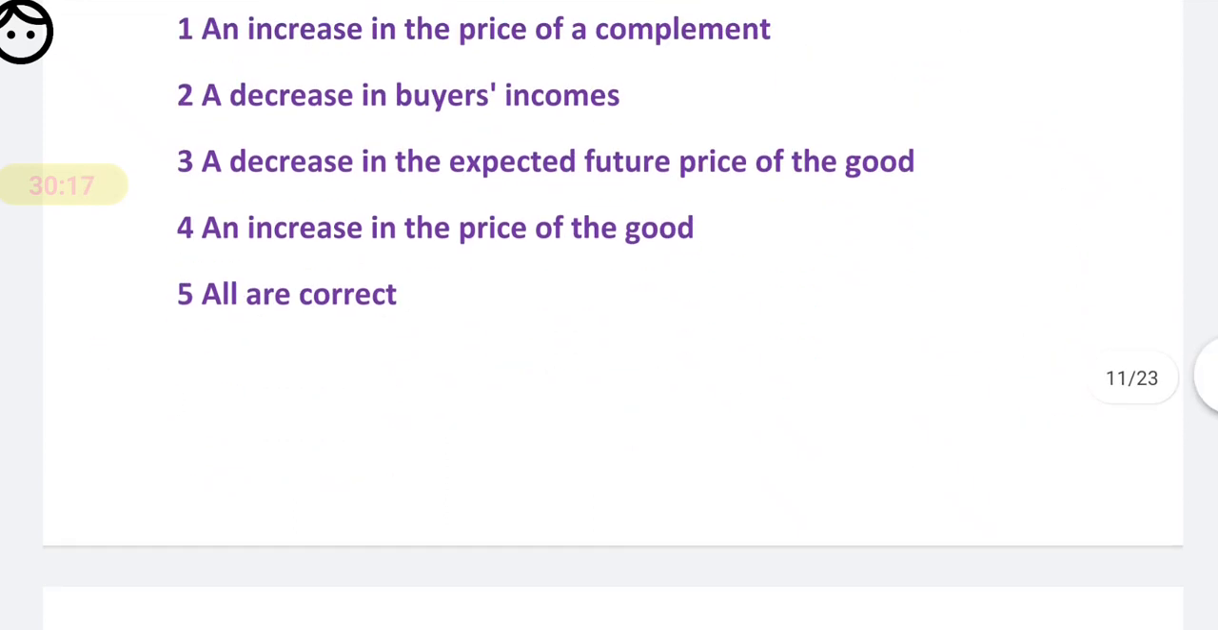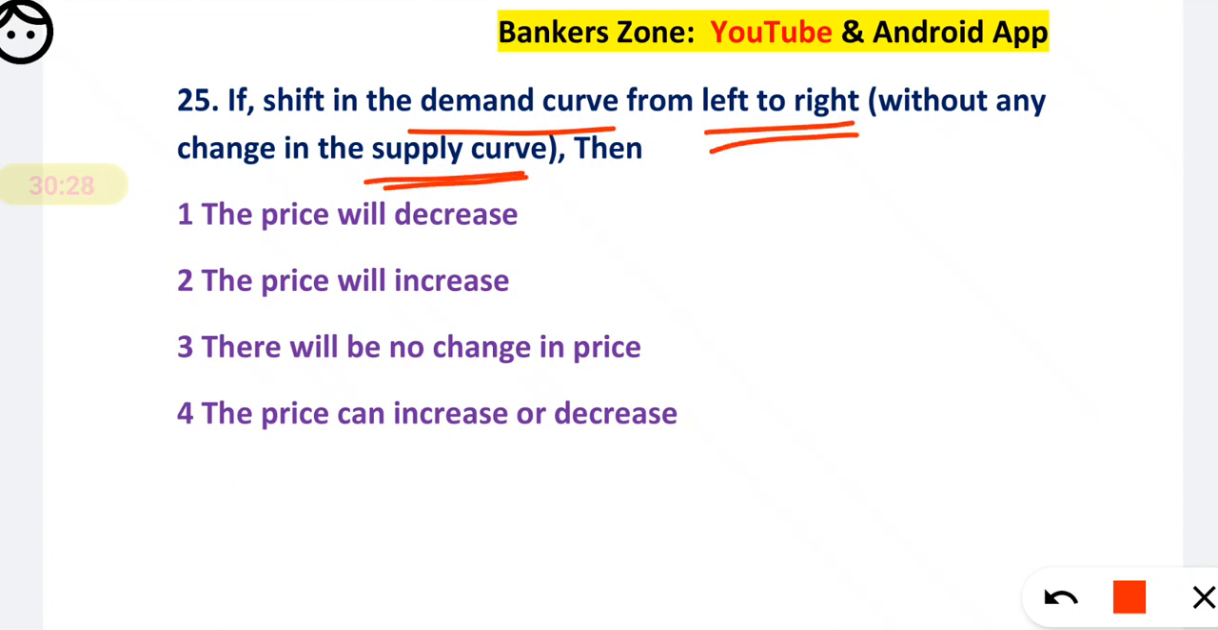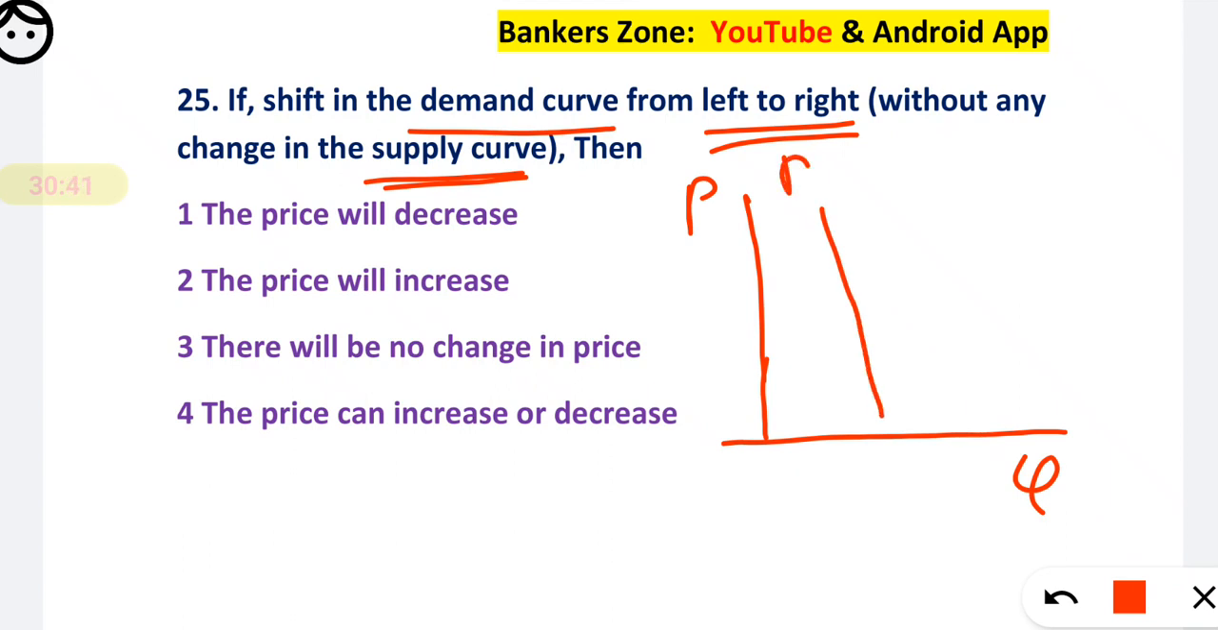Now the 25th question we are going to discuss. If the demand curve shifts from left to right without changes in the supply curve, then what will happen? See friends, suppose this is our graph, price versus quantity, and the demand curve is shifting from left to right. So this is our demand curve, say D1. Now it is shifting to the right. So this is our D2, which is the shifted demand curve.